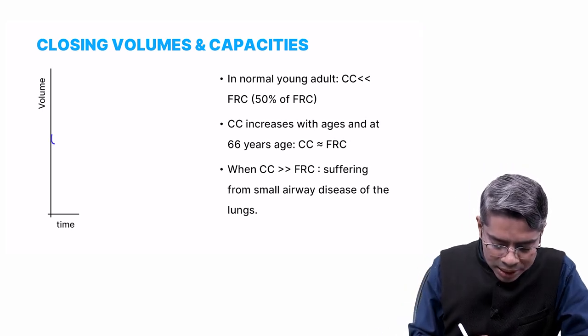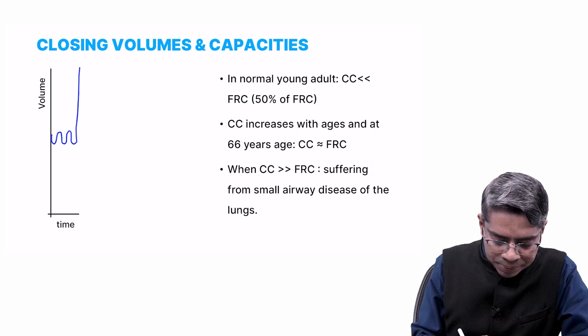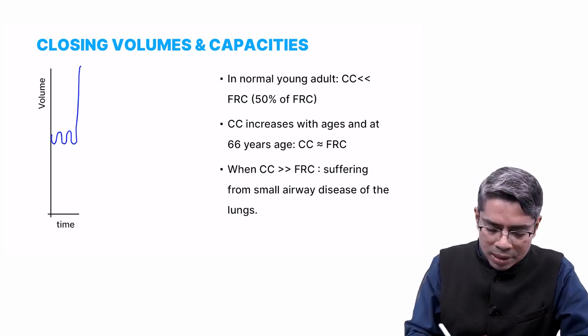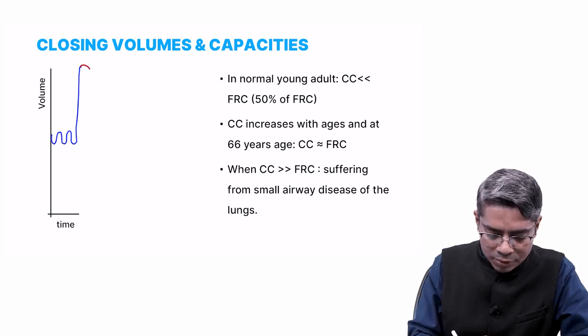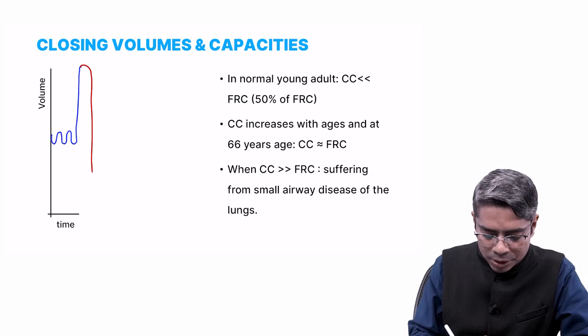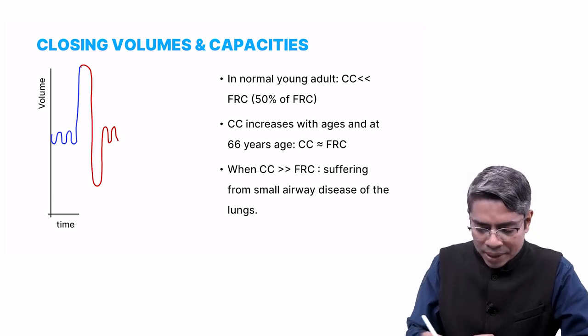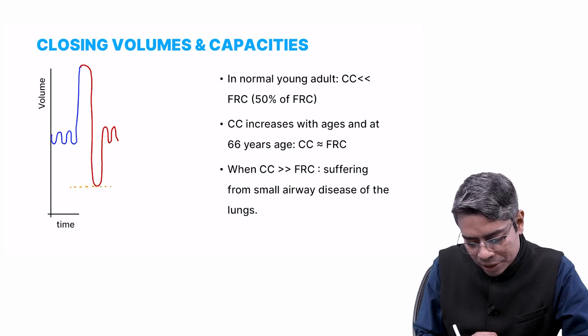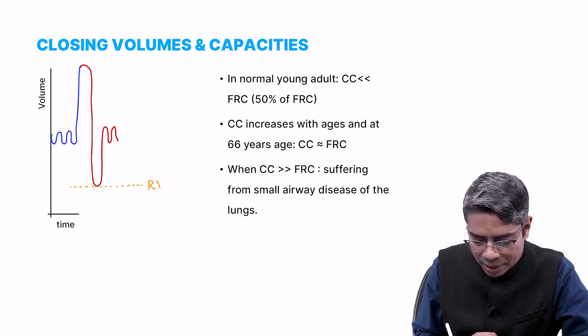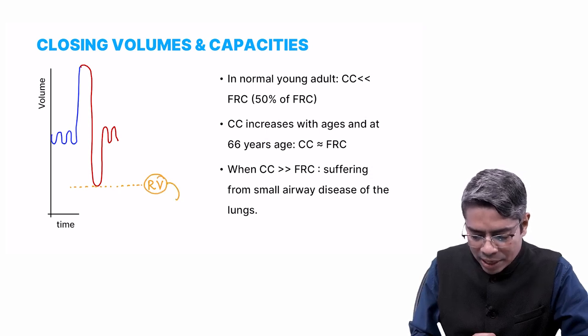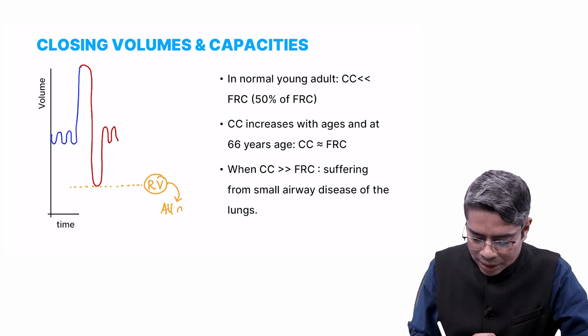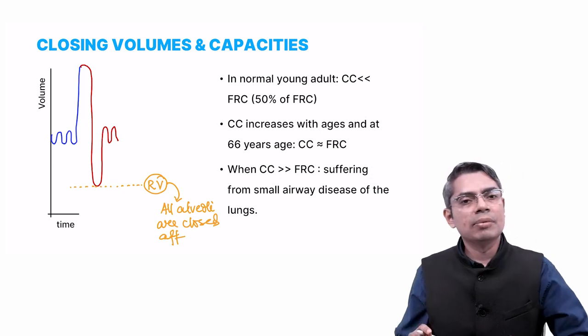So, normally we are taking inspiration, expiration, inspiration, expiration. Now, if I ask the subject to take a deep inspiration, he will reach the maximum point. Now, the subject is doing forceful expiration, and at the end of forceful expiration, suppose he reaches here and then again normal. So, now I know that at the end of this forceful expiration, the volume which is remaining in the lung is the residual volume. What is the condition of alveoli at residual volume? All alveoli are closed off.